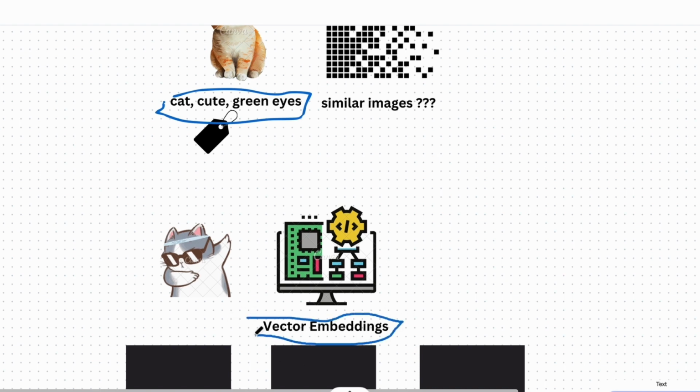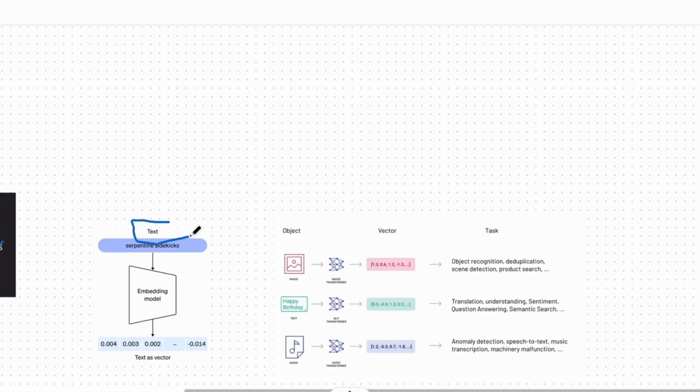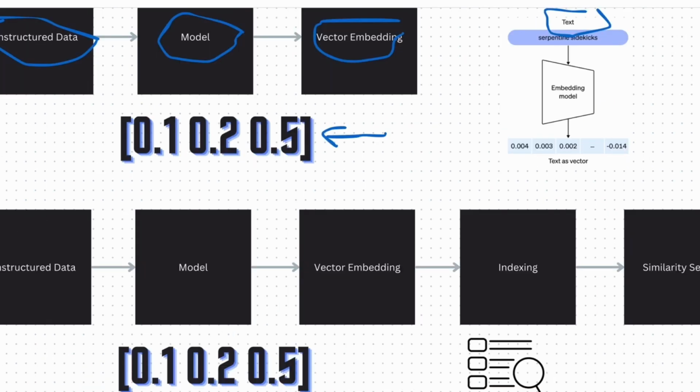So that's where the concept of vector embeddings comes into place. This is like a processing step on top of this image. So what happens here is you have your unstructured data. Then you feed it to a model that generates vector embeddings. Vector embeddings could be of the form like this. You must have seen this in ML, in vector form. So the whole pipeline looks something like this: you have the unstructured data, then pass it to the model. The model generates vector embeddings and stores them in a vector database, and then these are indexed to perform some kind of similarity search.